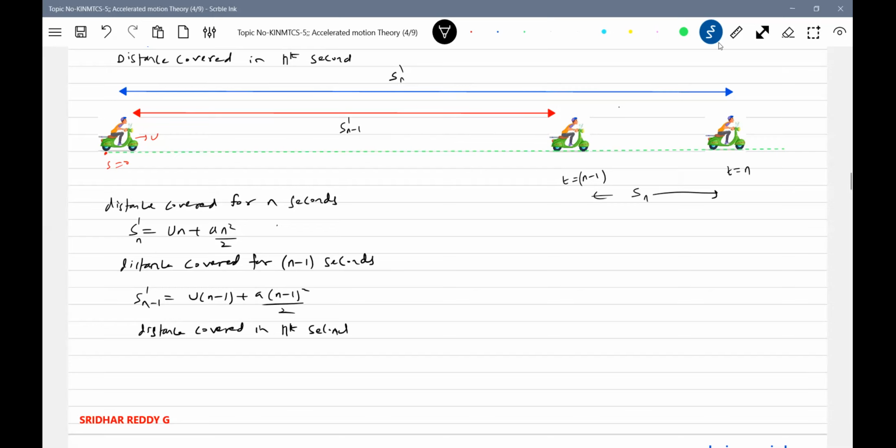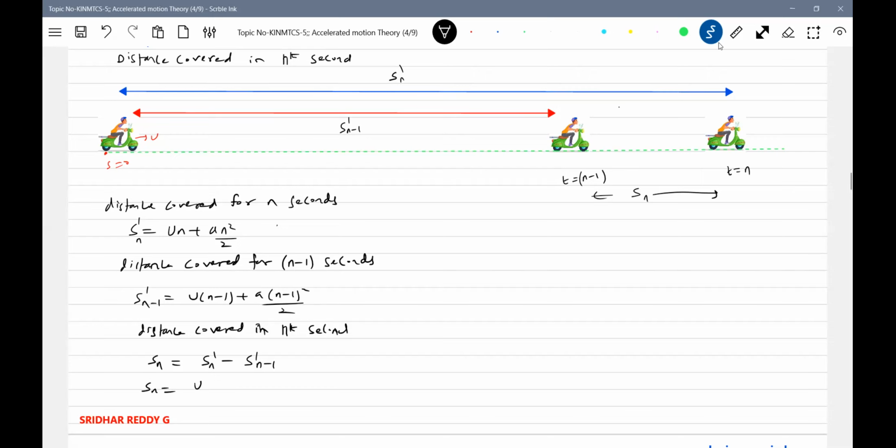I'll give one example so it'll be easy for you, because you may find this very difficult now. Distance covered in n seconds, so that is Sn dash. So what it should be equal to: Sn is Sn dash minus S dash n minus 1. So let's take the difference of these two.